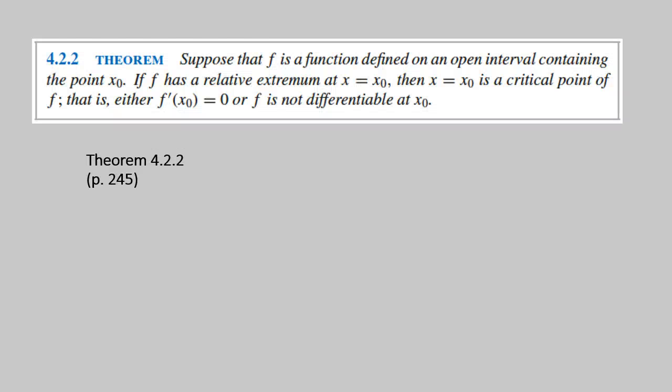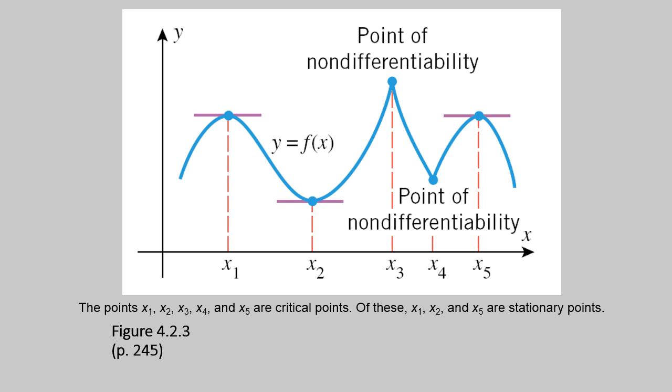This is an important theorem, and we'll see some pictures to illustrate it in just a moment. It says if you have a function defined on an open interval containing the point x sub 0, and you have a relative extremum, meaning a max or min at that point, then it must be a critical point. That again means that the first derivative is 0 or the first derivative does not exist at the point. But we have to be able to plug that point in. That point must be on our graph.